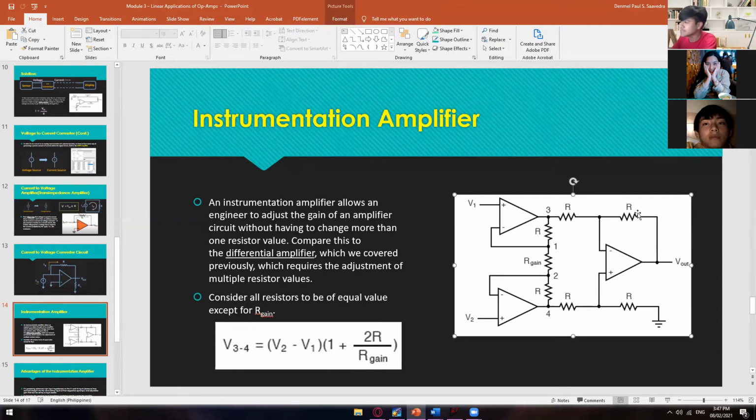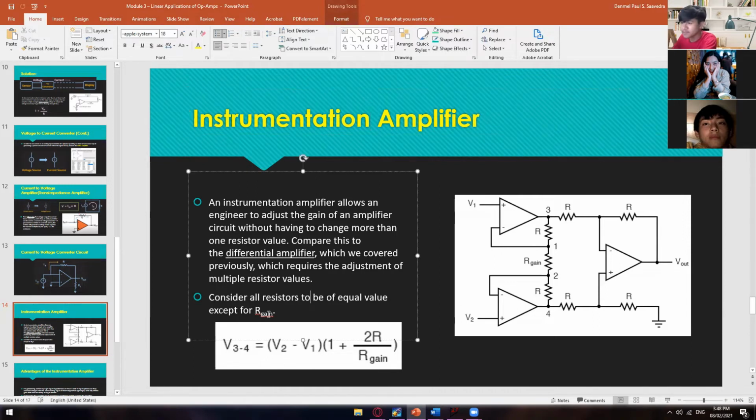The rest are actually the same value. All of those are the same values of resistors, except the R gain, because this is like your controller. This is where you control the voltage output that is being provided by this instrumentation amplifier. And one reason why they call this one an instrumentation amplifier is because they use this kind of circuit to test a device or a circuit or anything actually. So this one is like a testing circuit.